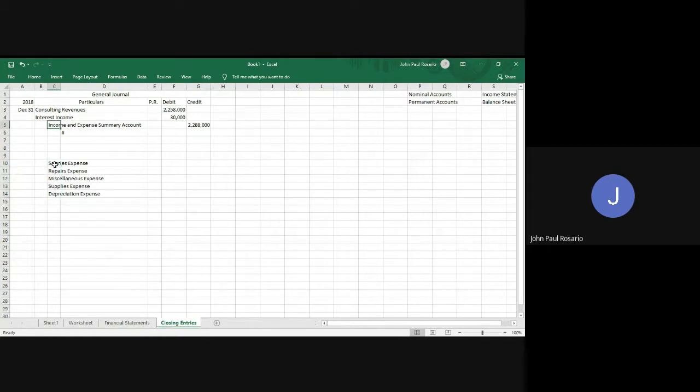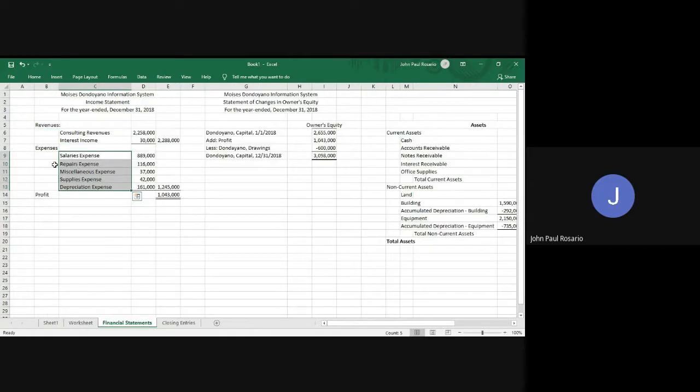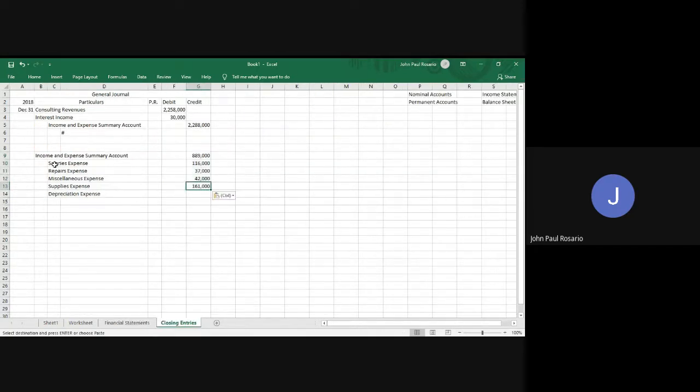Our pair would be our income and expense summary account. Okay? So our amounts would be the amounts of salaries expense 889, 116, 37, 42, 161. Okay? And then you get the total, the sum. That is what you debit.